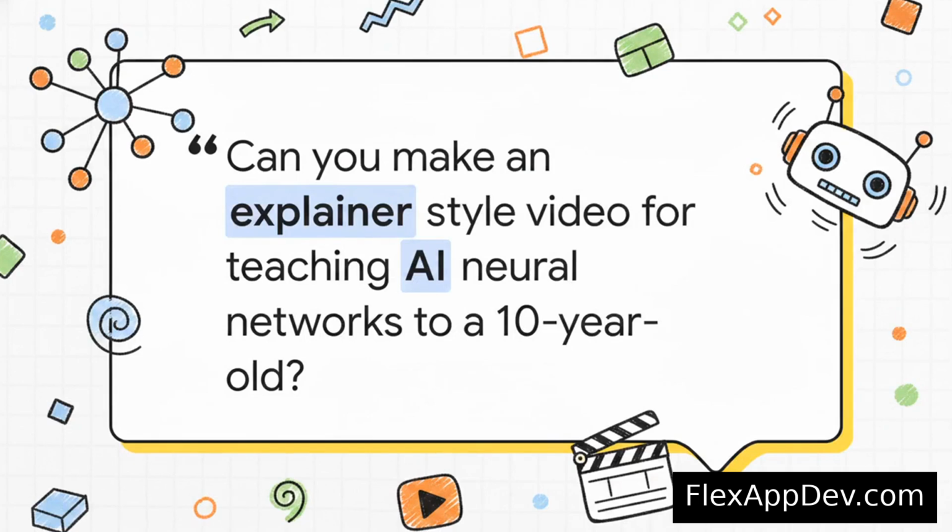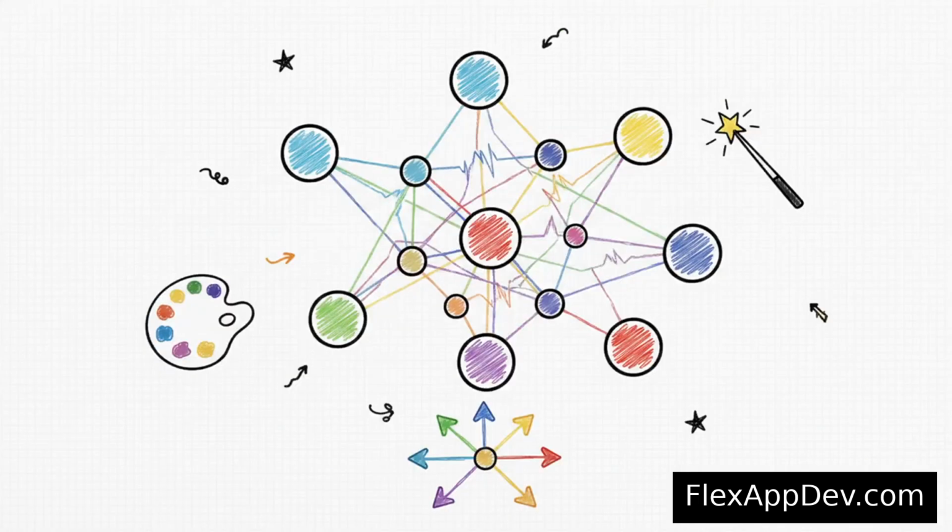All right, let's step it up to something way more complex. The prompt here asks, can you make an explainer-style video for teaching AI neural networks to a 10-year-old? Give me an animated diagram. This was fed directly into Cursor, and it took about 30 seconds to process. Now, what is really fascinating about this is the sheer level of detail the code generated. It actually created animated inputs, hidden layers, outputs, the whole shebang. And every piece is customizable.